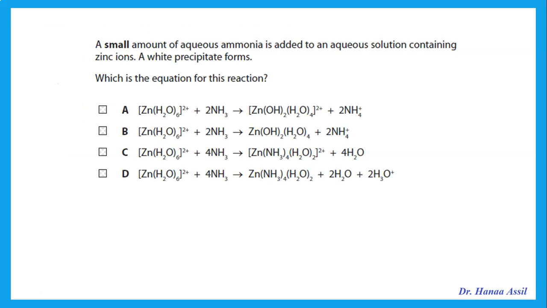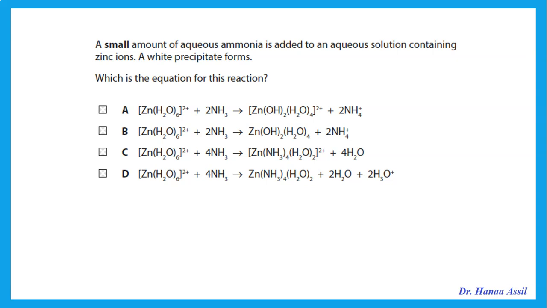Again, a small amount of aqueous ammonia is added to aqueous solution containing zinc. So I'm starting with zinc with 6 water, zinc ions in solution. Now I'm going to add what? In this case, it says I want to add a small amount. So if we add drops of ammonia at the beginning, we get a white precipitate. Which of these is the one that forms a white precipitate?